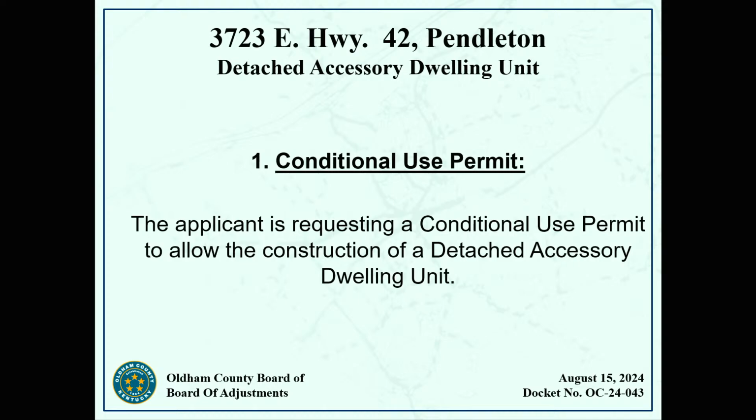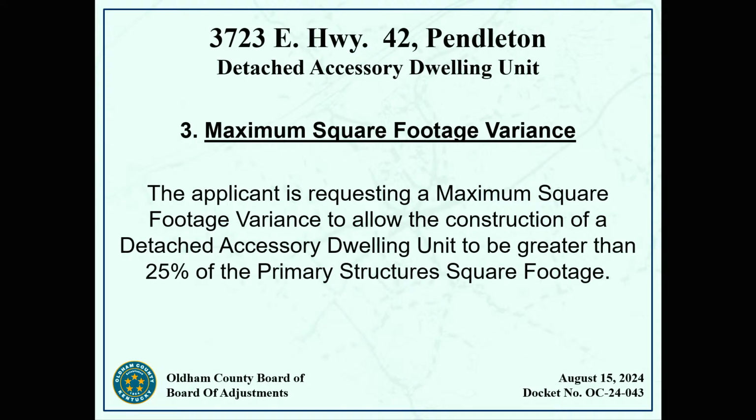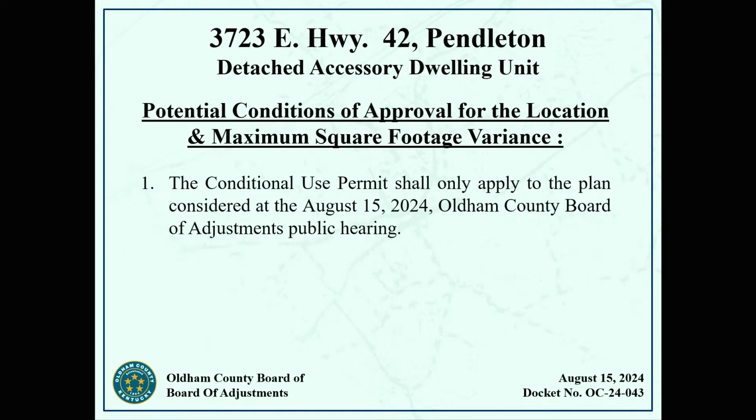So 3 separate motions: the conditional use permit and 2 variances that they're asking for. The first one, the conditional use permit, the applicant's requesting for really the construction of the primary home, which would then make the existing home be the detached accessory dwelling unit. So we're not really constructing a new detached accessory dwelling unit. It's the existing one that's on the property. And then the location variance for the detached accessory dwelling unit and the maximum square footage variance to allow the construction of the new home to make the existing ADU greater than the 25%.